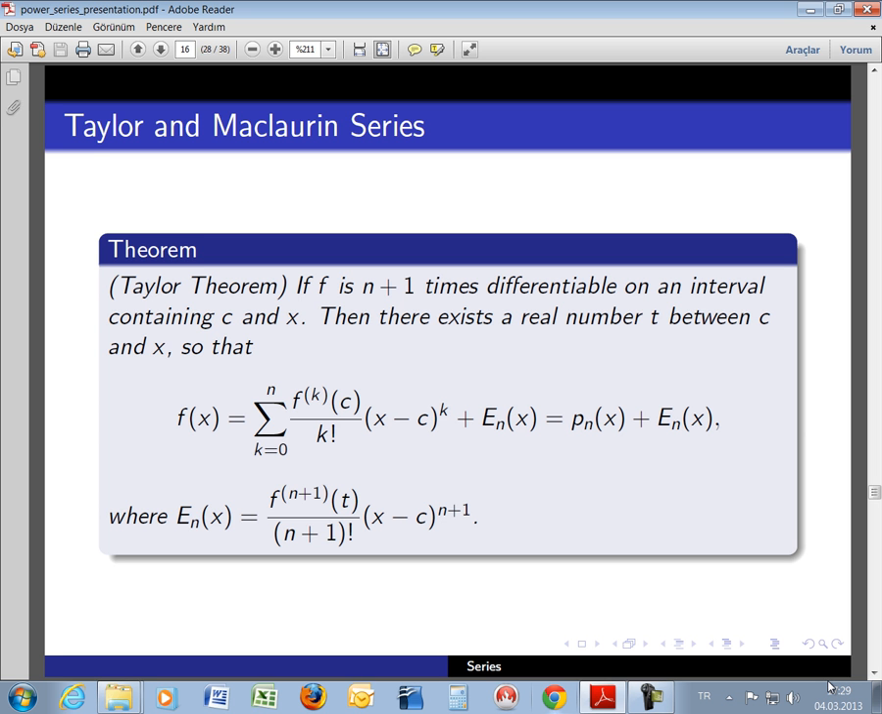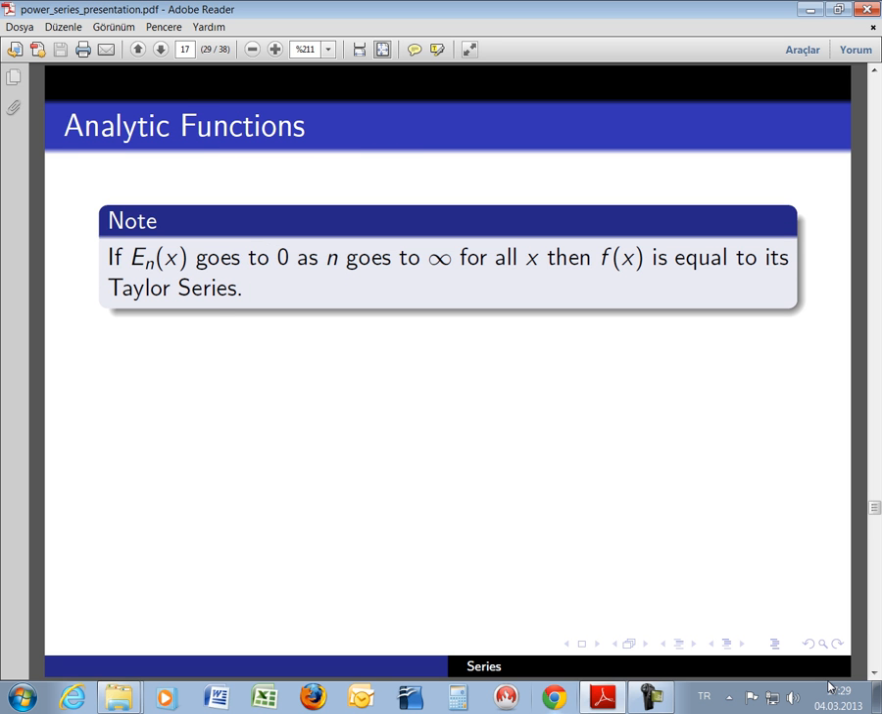So this can in fact be expressed in words: f of x is equal to its Taylor series if and only if En of x converges to 0 as n goes to infinity. So consider the note once more: if En of x goes to 0 as n goes to infinity for every x, then f of x equals its Taylor series.